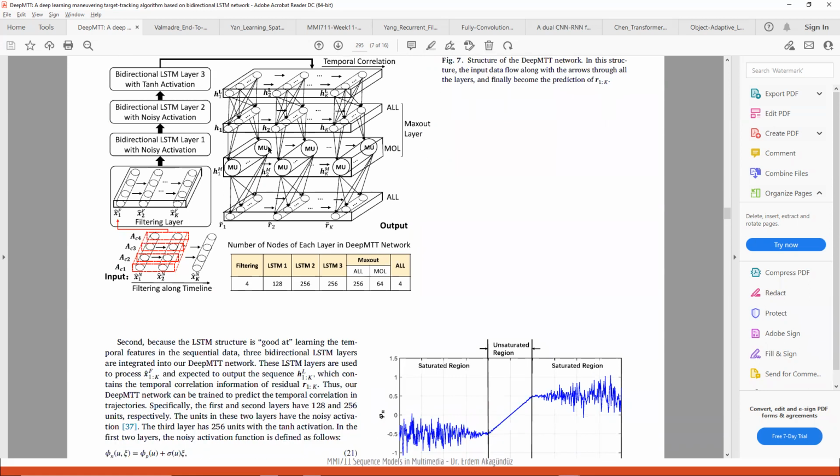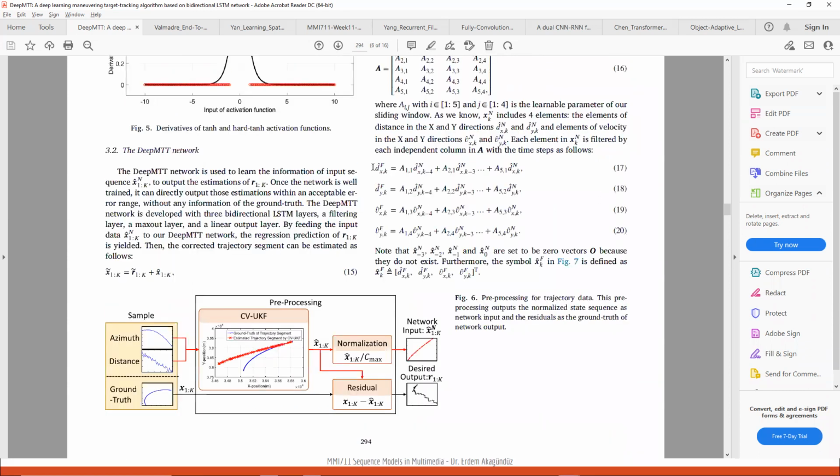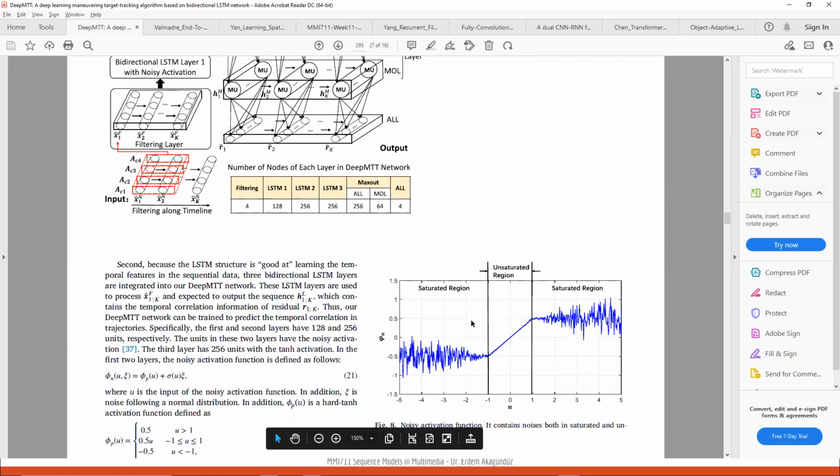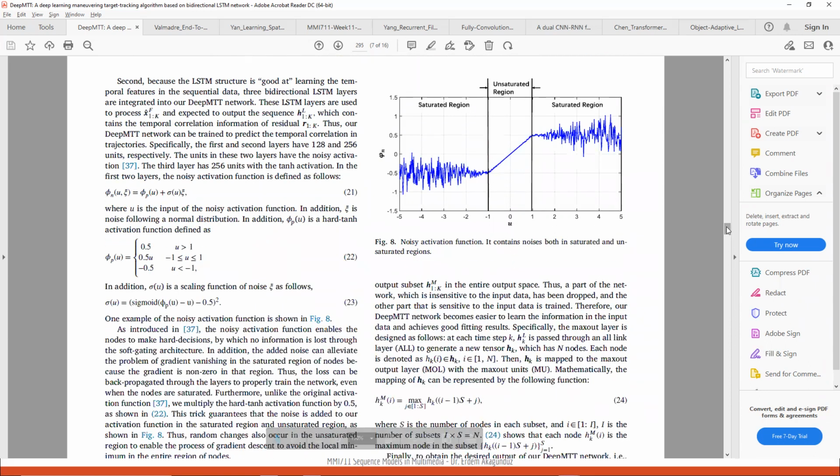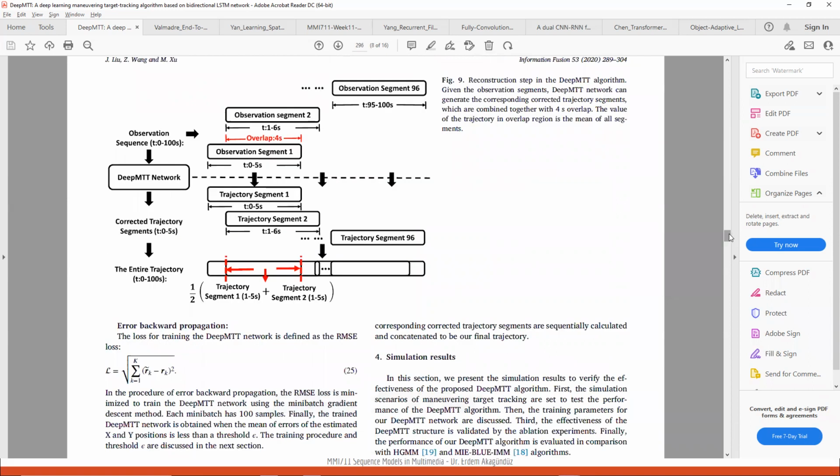And they just train the BLSTM with the pre-processed data obtained here, with the actual data. And they've got very nice results, they say. Deep MMT network, observation segment, they give the details of the reconstruction step. Given the observation segments, the network can generate corresponding corrected trajectory segments. The trajectories are corrected by the BLSTM, which are combined with 4 seconds overlap. I mean, they feed trajectories with a 4 seconds overlap.